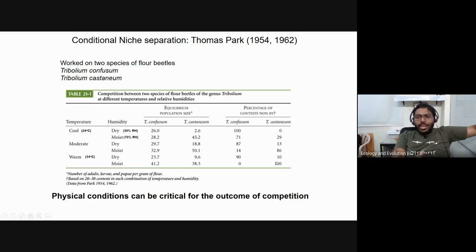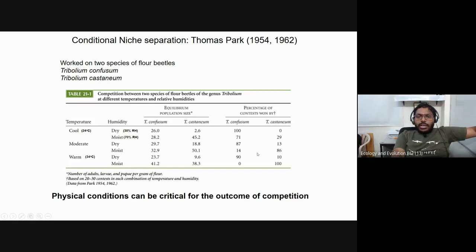Okay. However, when you have intermediate conditions, cool, moist, moderate, dry, moderate, moist, and so on, then look at how the data goes. Then nobody wins all the time. Of course, there is some favored thing over here. So if you take the moderate temperature, if you make it dry, then Confusum will win most of the time. If you make it moist, then Castaneum will win most of the time.